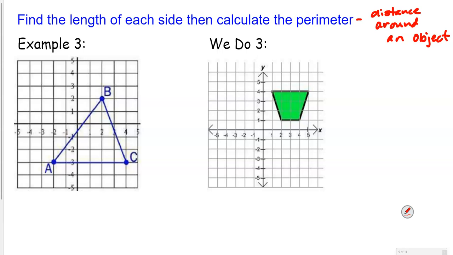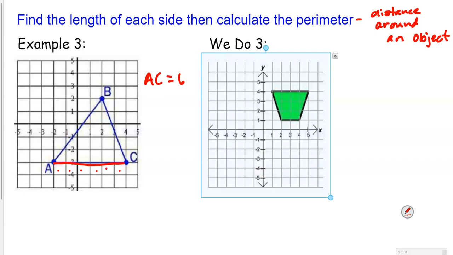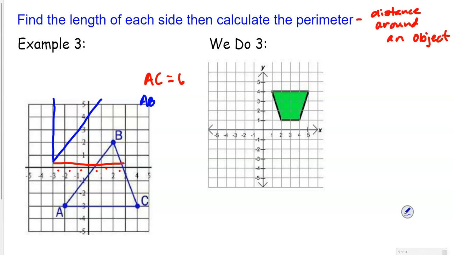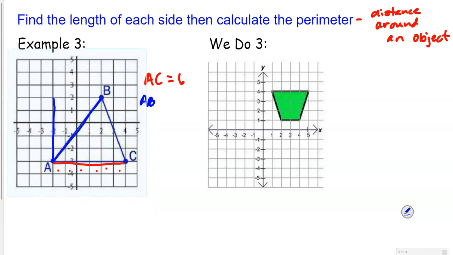Okay, so now, remember, we're going to find all three sides. So we're going to look at AC first because it's right here, right? So we can count it. 1, 2, 3, 4, 5, 6. So AC is equal to 6. Got that? Then we're going to look at AB right here. So we're going to look for the length of AB. And how are we going to do that? We're going to count our rise. Let's see if I can do that again. 1, 2, 3, 4, 5. So we're going to do 5 squared. And we're going to do our run right here, right? See that? 1, 2, 3, 4. So 5 squared plus 4 squared, and we're going to take the square root of that. Don't forget to take the square root.